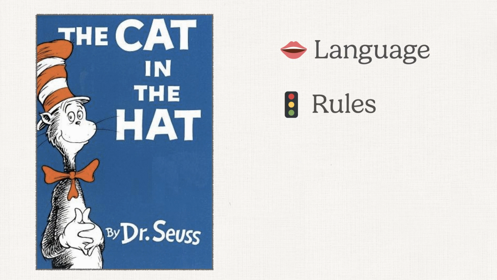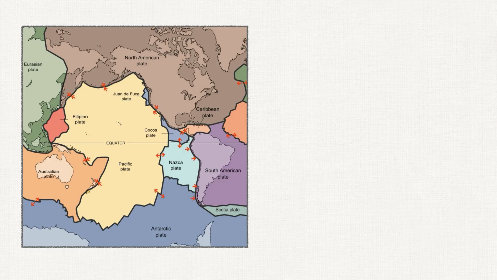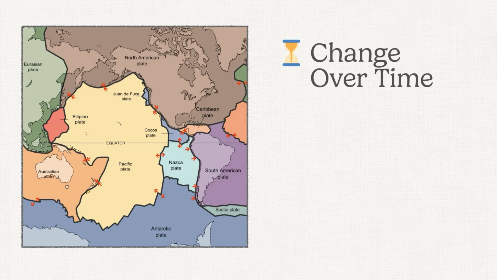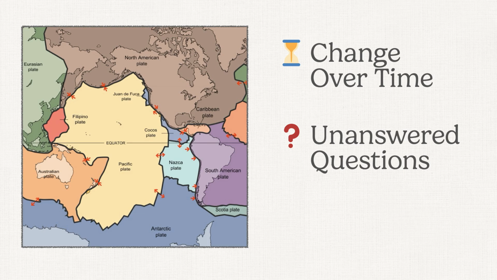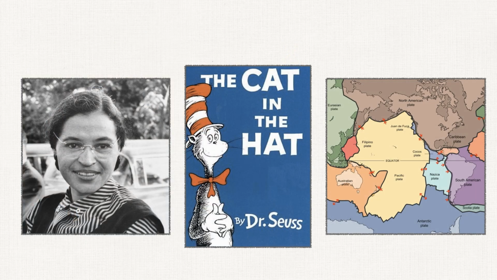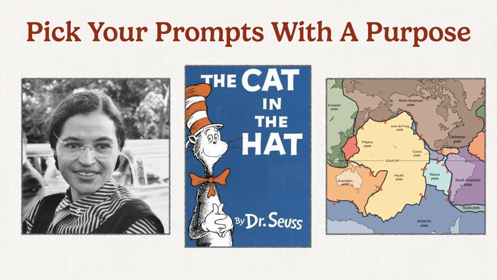If we're reading The Cat in the Hat, I'm immediately thinking about language and rules in Dr. Seuss's writings. If I'm teaching plate tectonics, my mind goes to change over time, and I have a lot of unanswered questions. Perhaps I'd want to focus on the rules that lead to this change over time. Now, you might pick totally different prompts, and that's fine, as long as you're picking them with a purpose.